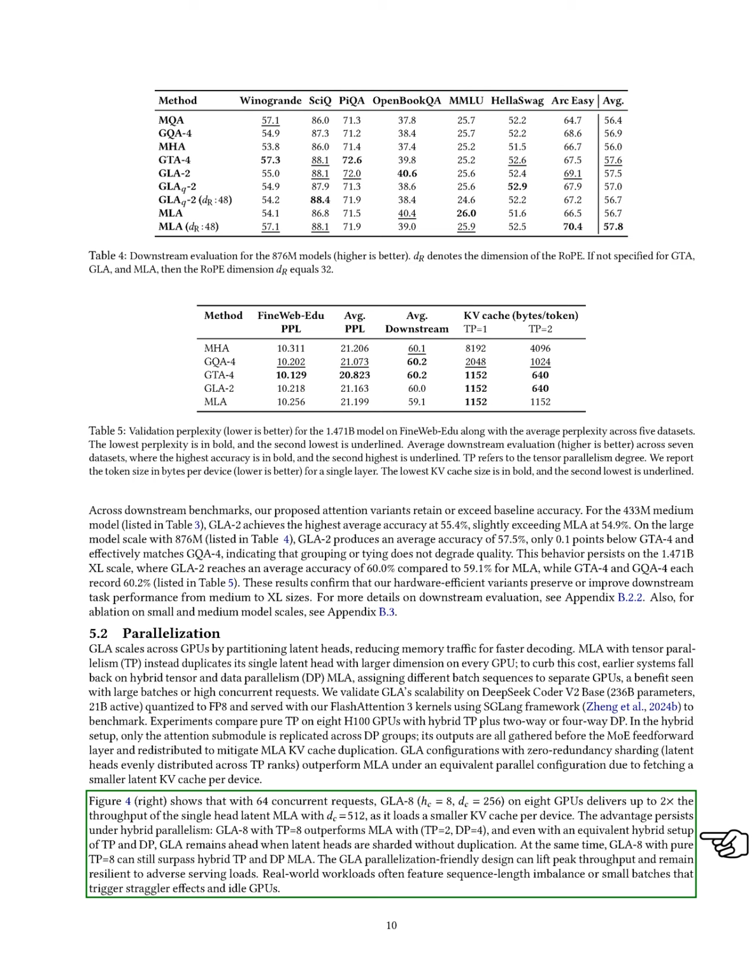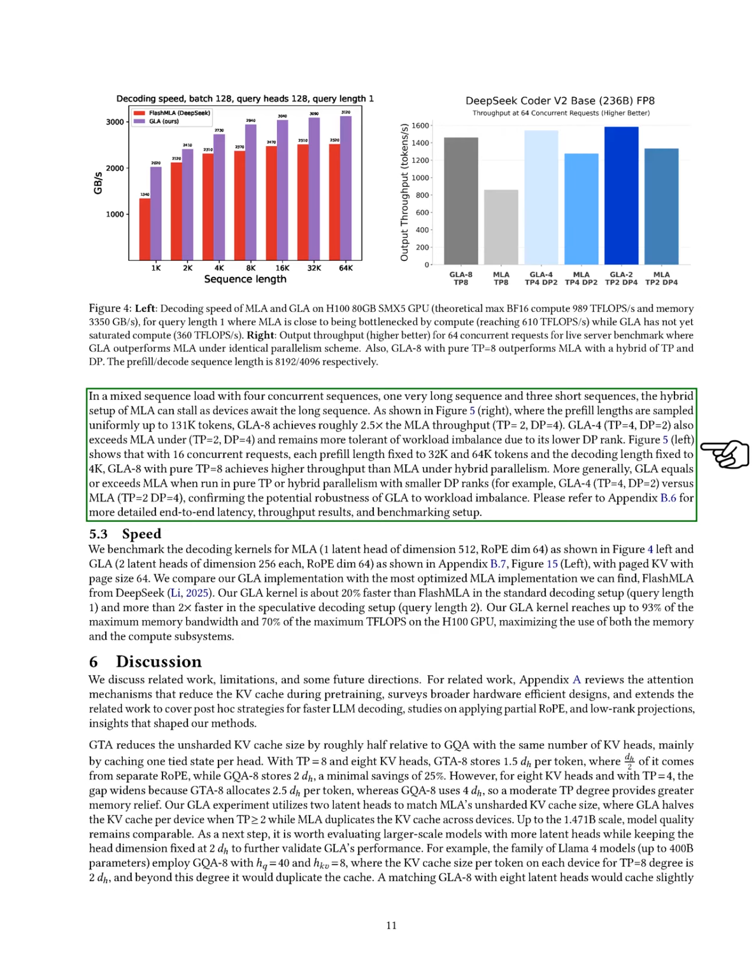GLA8 with pure tensor parallelism also surpassed MLA using hybrid methods. Our design for GLA enhances peak throughput and remains effective under heavy loads. Real-world workloads often have imbalanced sequence lengths or small batches, which can cause delays. In a mixed sequence load with 4 concurrent sequences, GLA8 achieved about 2.5 times the throughput of MLA.